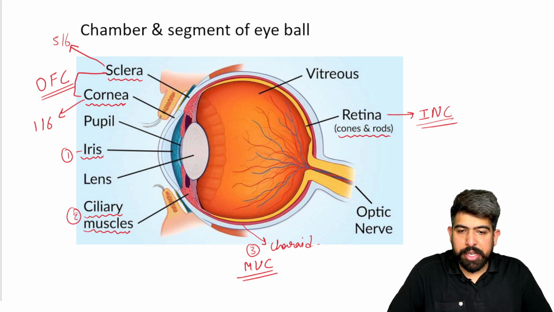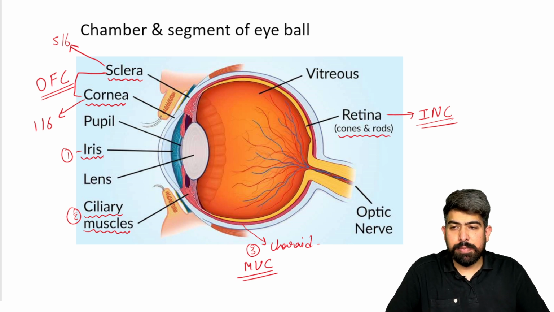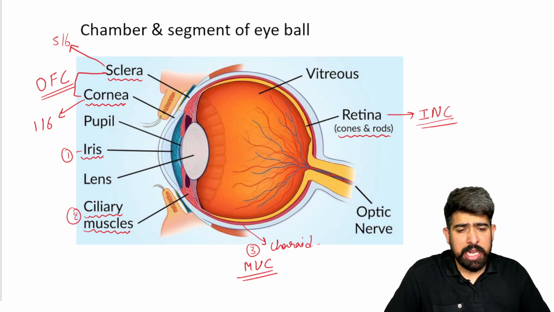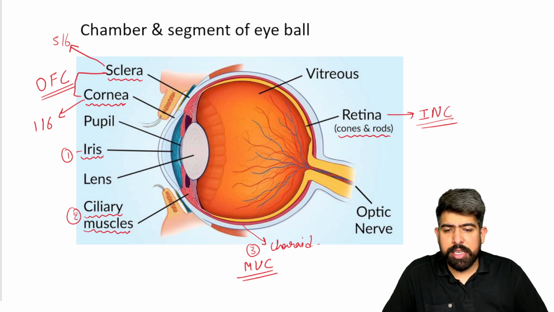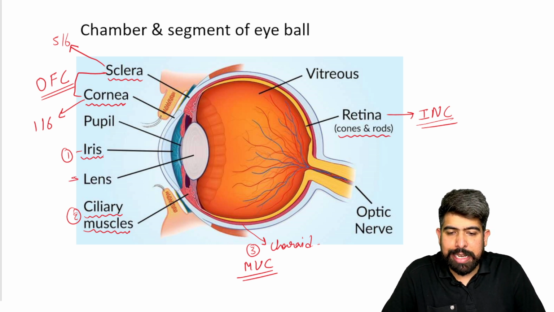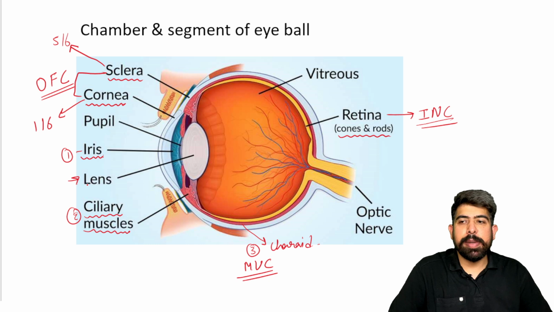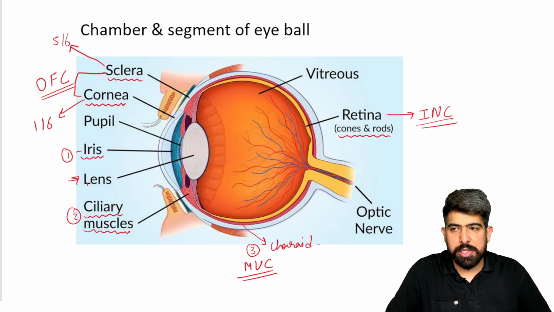Okay, layers are completed. Now after the layers, we have some contents also. What do we have as the contents in our eyeball? The most important content is your lens. As you already know, it participates in your refraction and accommodation also, right? So this is the most important part among the contents of our eyeball.